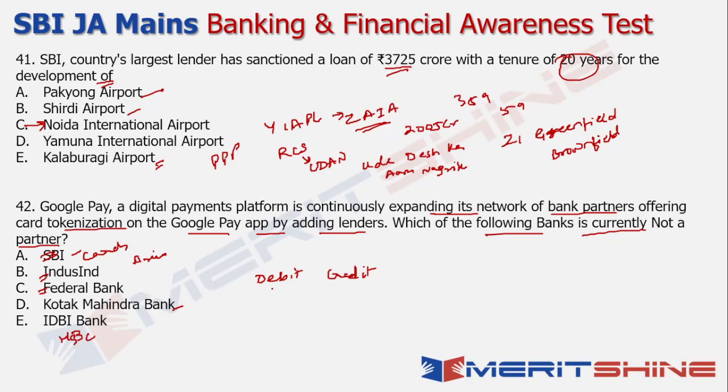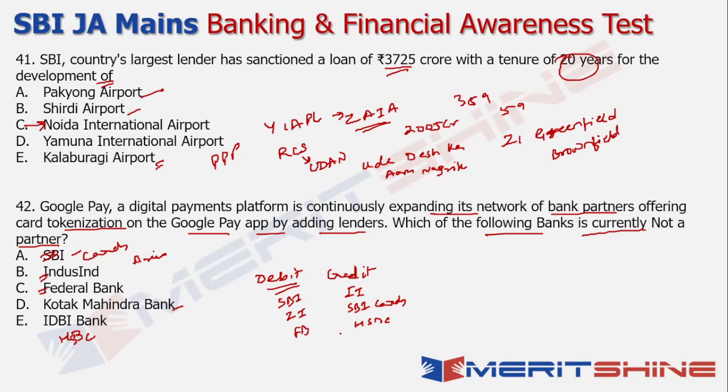So the context is, when I talk about pure play debit, then essentially your SBI, IndusInd, Federal Bank, all these are tied up with Google Pay from a debit card tokenization standpoint. And when I talk about credit cards, it is your IndusInd, SBI Cards, then your HSBC. So all these are from that perspective.